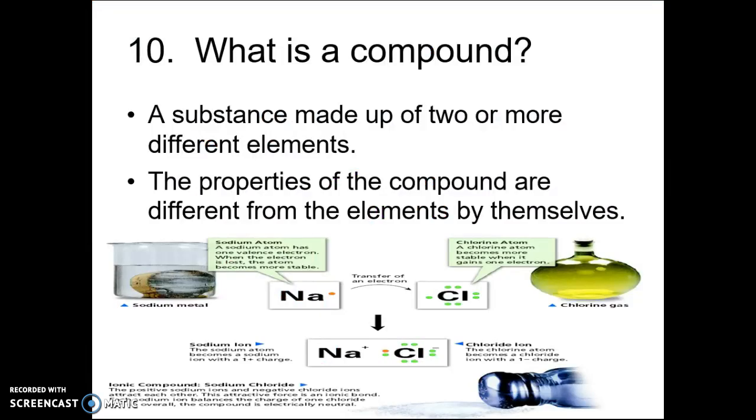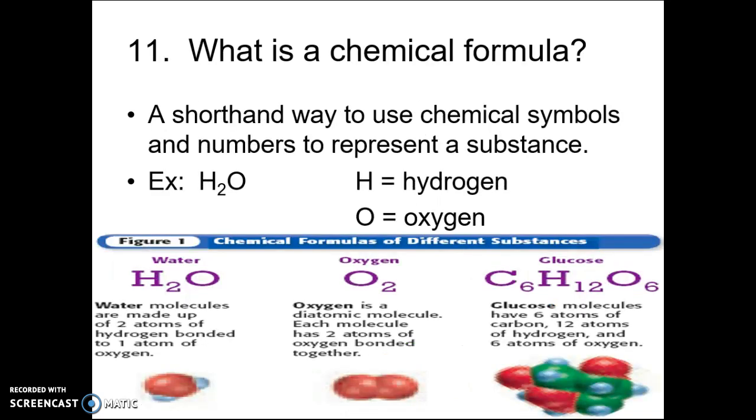Question number 10, what is a compound? Well, we've talked about compounds quite a long time ago, back when we first started chemistry, but a compound is a substance that's made up of 2 or more elements that have bonded together. And the properties of that new substance are completely different from the properties of the original substances.